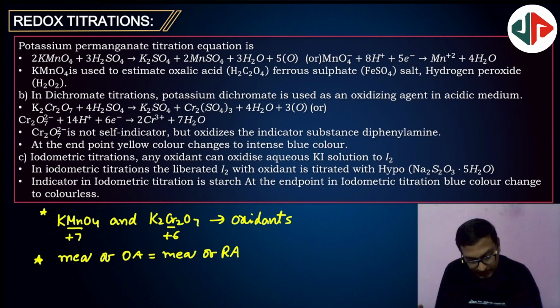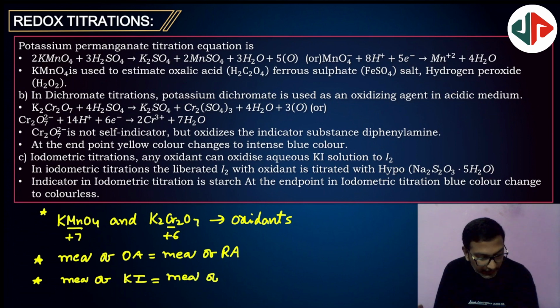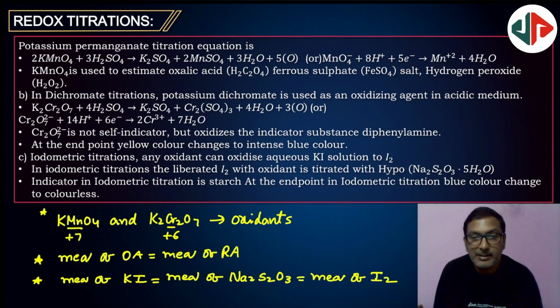Next, the liberated iodine is estimated with hypo solution, Na2S2O3. That means here we can write, in case of iodometric titrations, milli equivalents of KI equal to milli equivalents of Na2S2O3 equal to milli equivalents of I2. So, milli equivalents means normality into volume, or weight by equivalent weight into 1000.